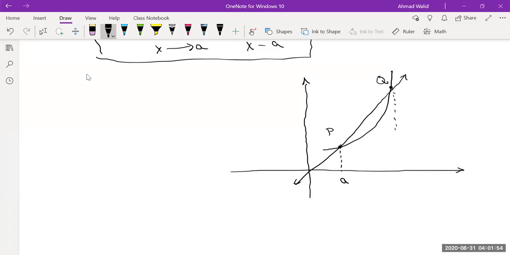If this point I name it A plus H, right? H is the difference between this point and this point. I can introduce it to you. This distance is actually H. It means here you have H, correct?